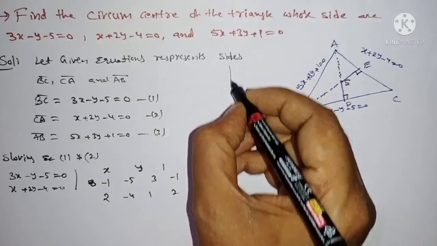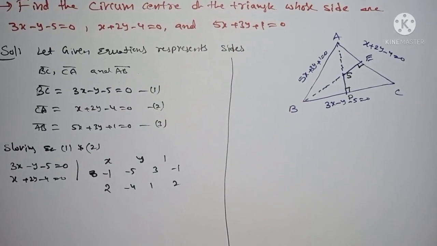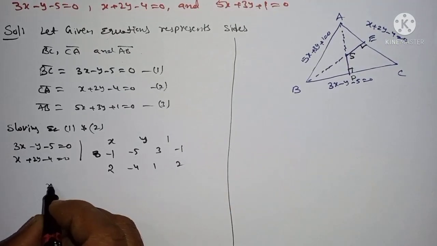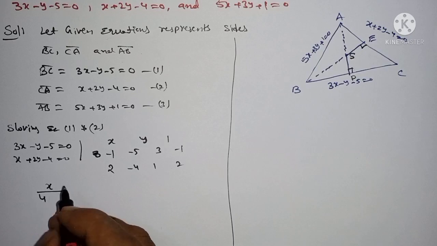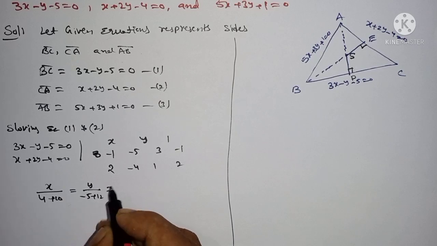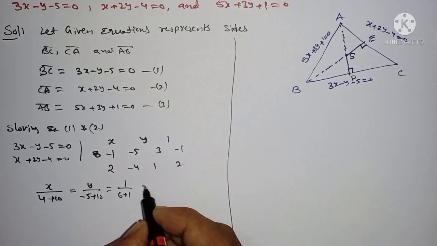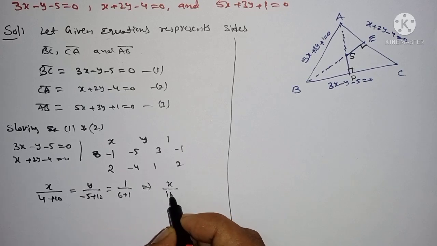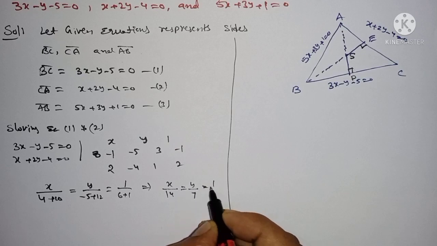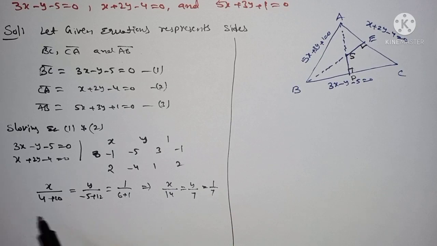Therefore, I can write this. I am taking the cross multiplication. x by 4 plus 8, y by minus 4 plus 12, and 1 by 6 plus 1. Therefore, x by 14 is equal to y by 7 is equal to 1 by 7. Therefore, this is solving equations 1 and 2.